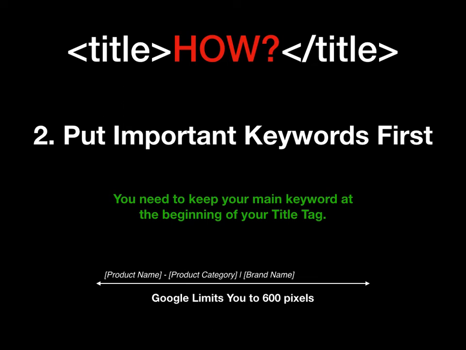Well, a lot of people say a proper structure should be you put your keyword first and then everything else afterwards. So especially if you're an e-commerce store, that's kind of what the product description or the example is below. You put your product name, product category, brand name.